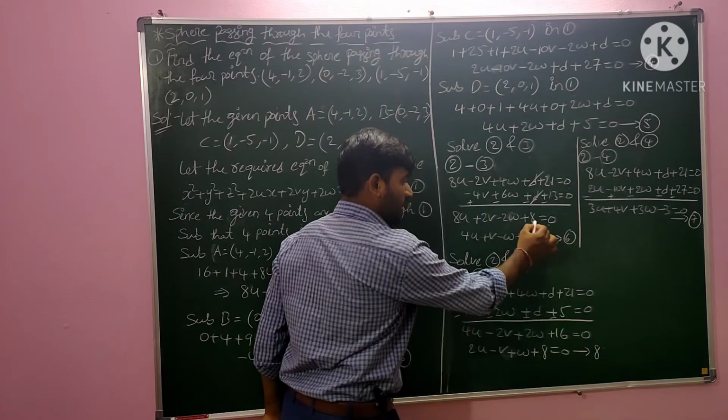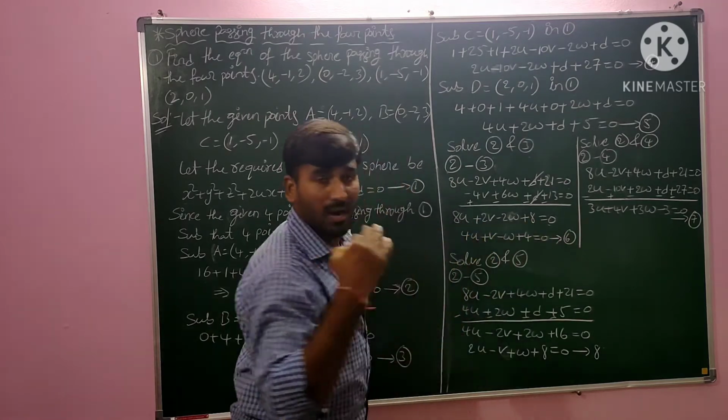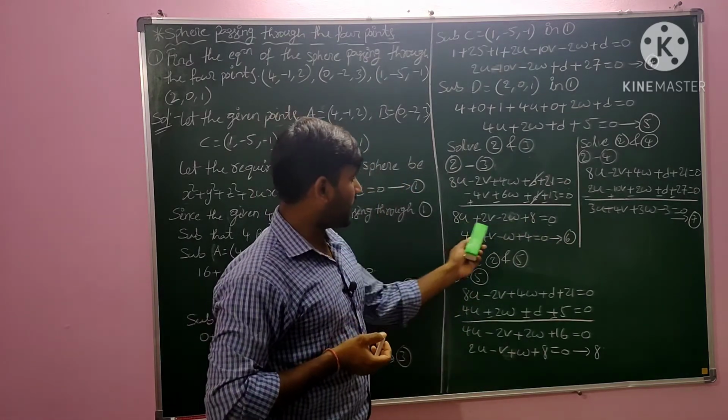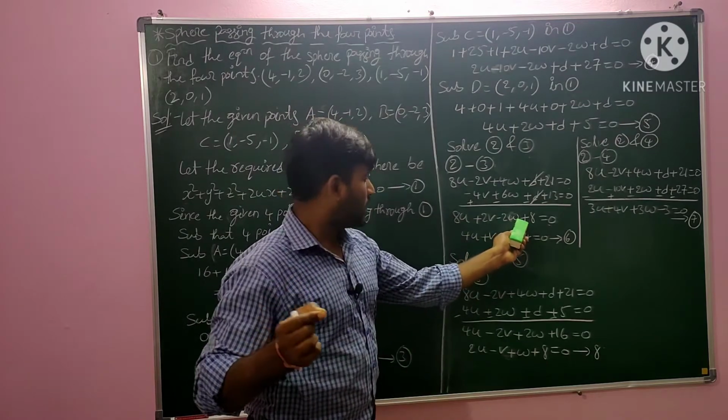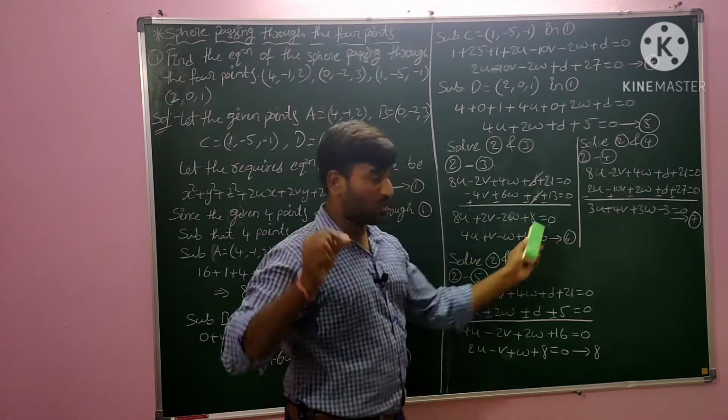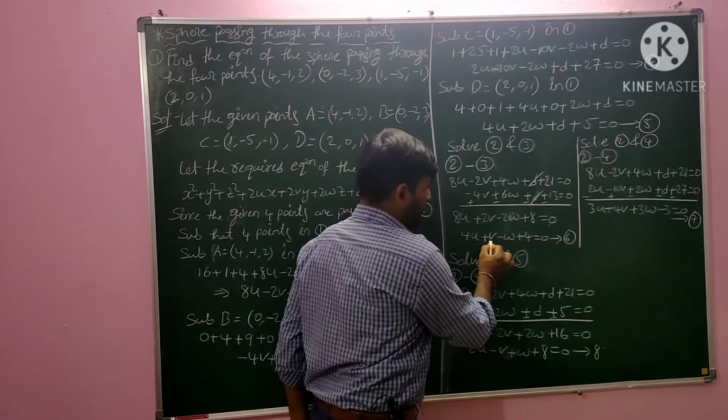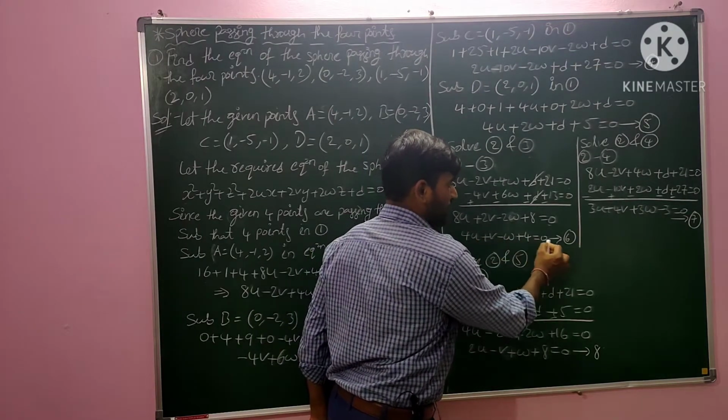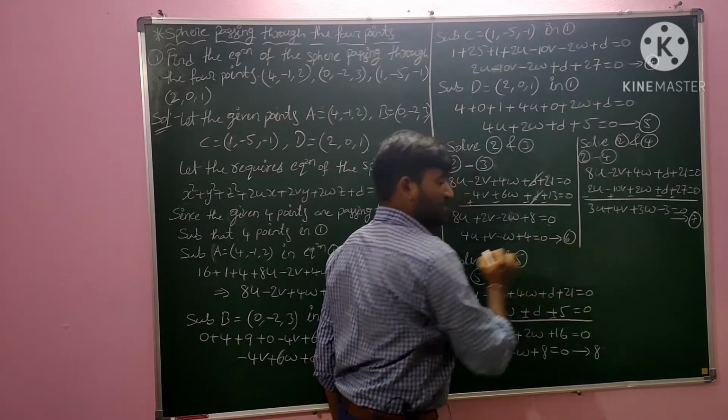Here all the terms have 2 as the common multiple. Now, since 2 is the common multiple in all the terms, I am dividing the whole equation by 2. Then what will we get? 4u plus v minus w plus 4 equal to 0. Take this one as equation number 6.